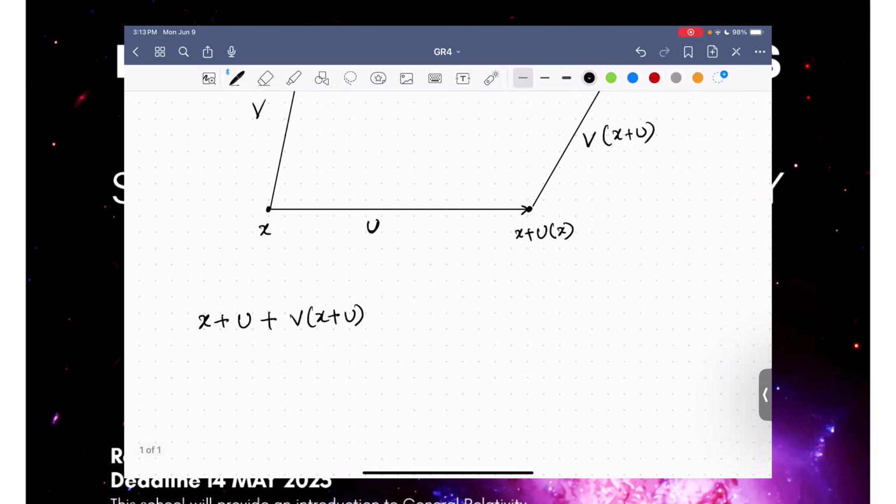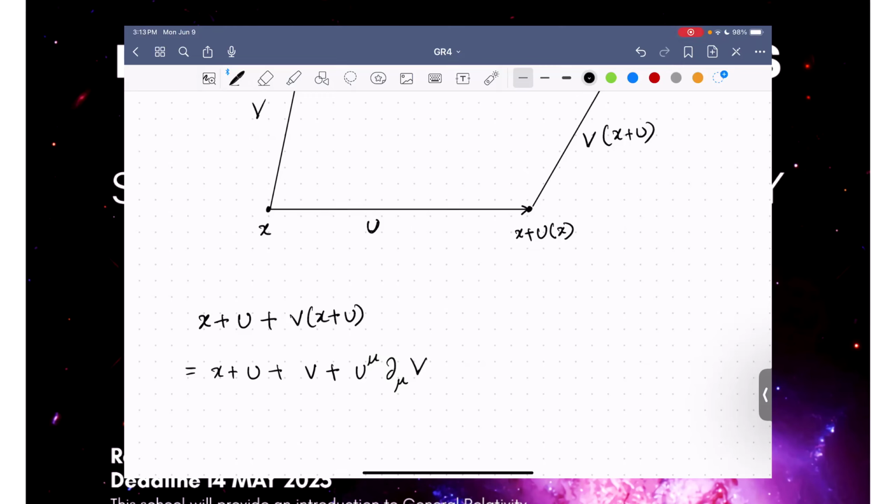And then we can use Taylor series. So this is going to be x plus u plus v plus u^μ ∂_μ v. Okay.